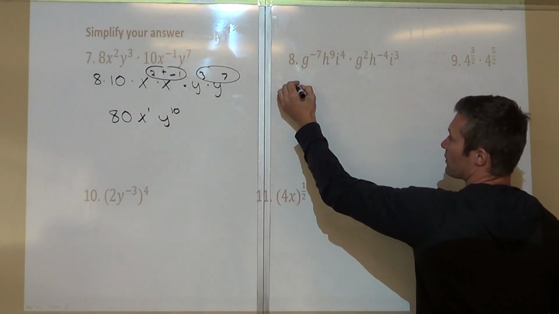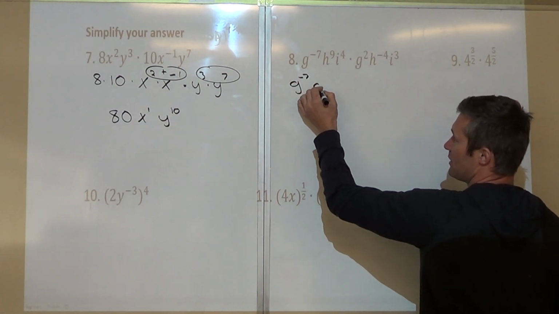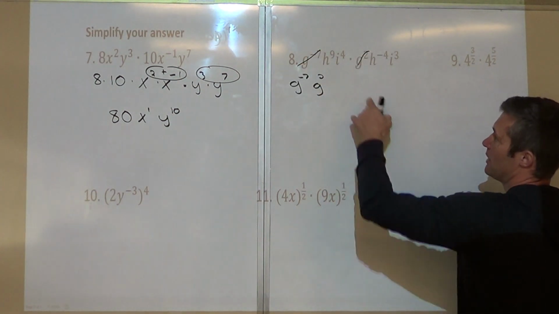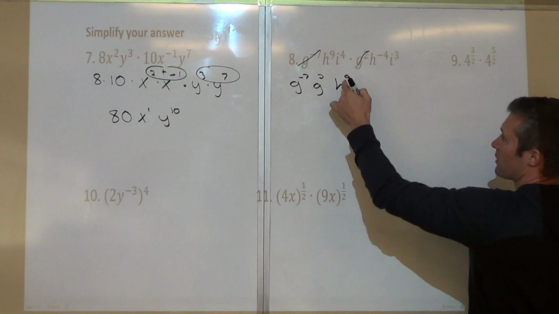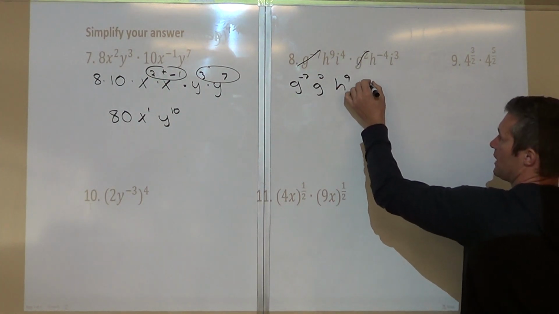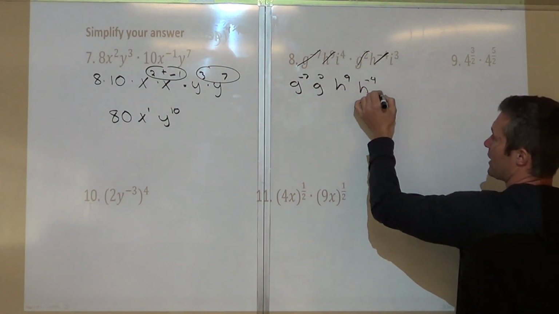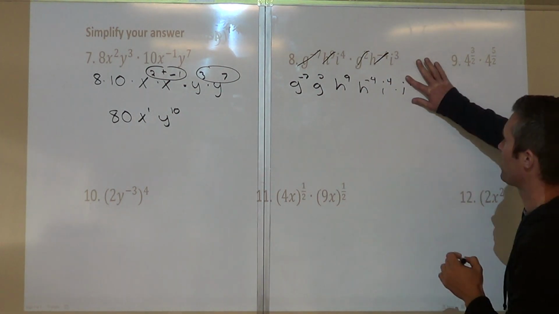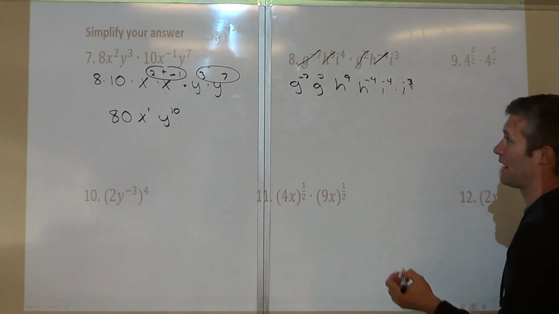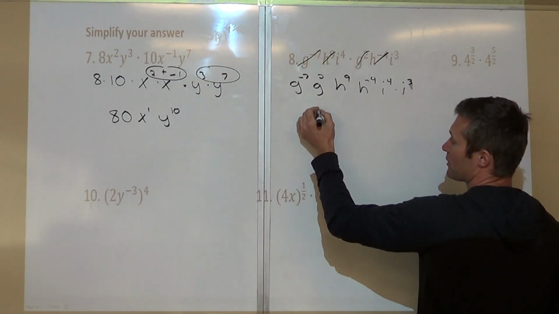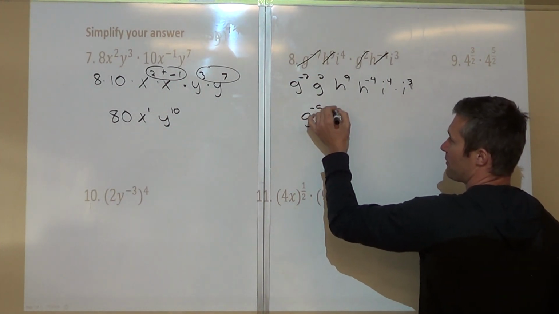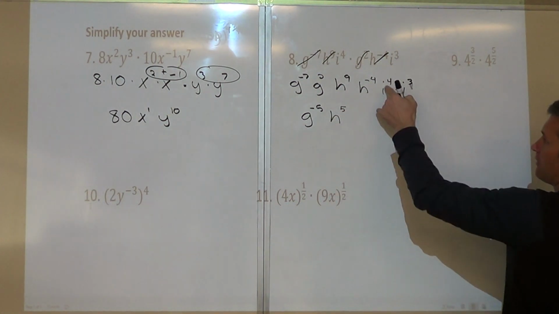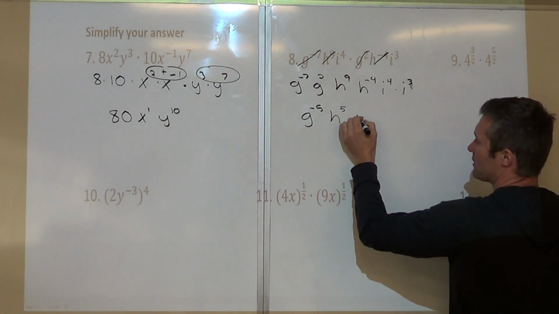Again, just putting them in order. G to the negative 7, g to the second, so we combine those. I have h to the 9th power, and I have h to the negative 4th power, and then I have i to the 4th, and i to the 3rd. So then we add the exponents. Negative 7 plus 2 is negative 5. 9 plus negative 4 is 5, and 4 plus 3 is 7.